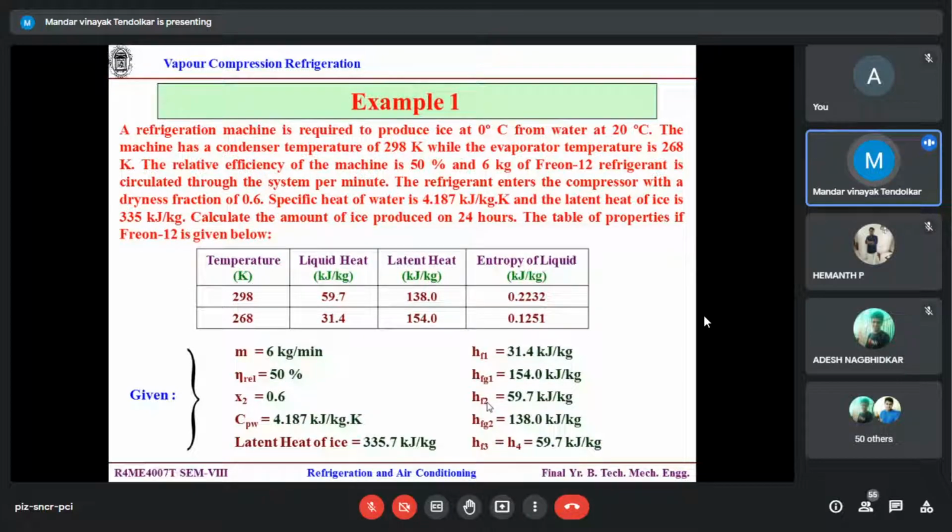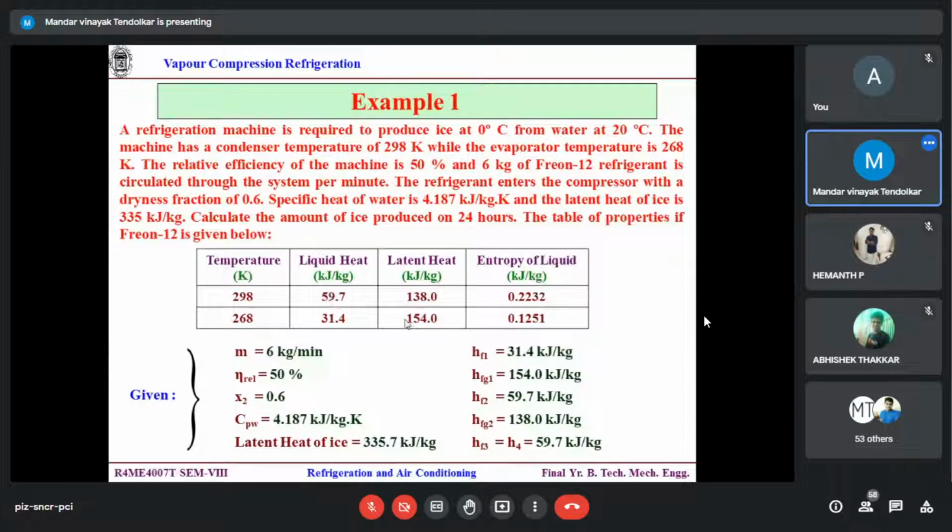So I can get Hg2 by adding this and this, HF2 plus HFG2. So Hg is indirectly given. Do you agree? Yes, sir.